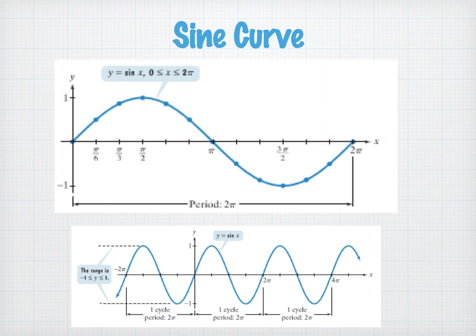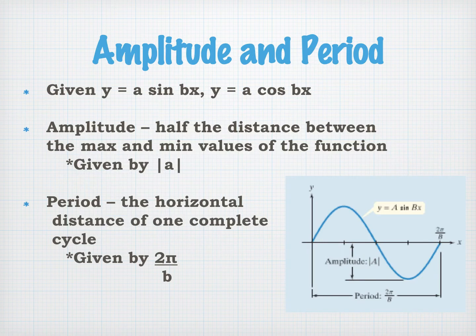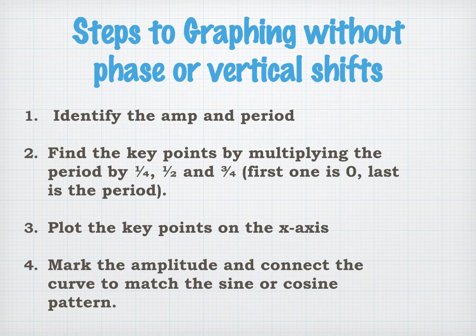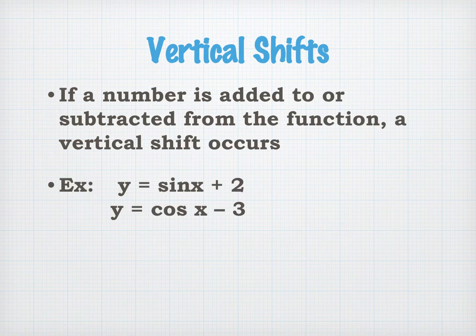So we already saw the basic sine curve, the cosine. We also learned how to identify where the amplitude and the period was located. We learned how to graph without a phase shift or a vertical shift first. So we just did changing the amplitude and also the period. So we figured out how to speed it up or slow it down. We did examples using those. We also did the vertical shifts. Remember, when you add a number, it's shifting it up. When you subtract a number, it would be a shift down.